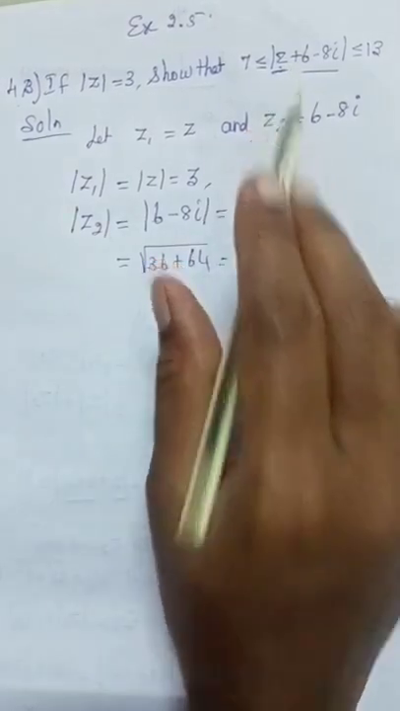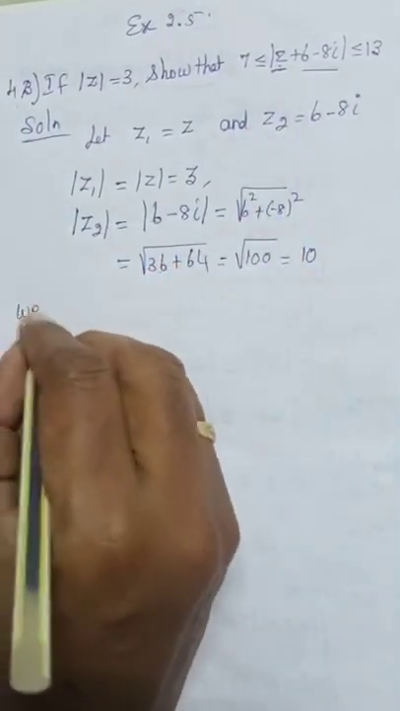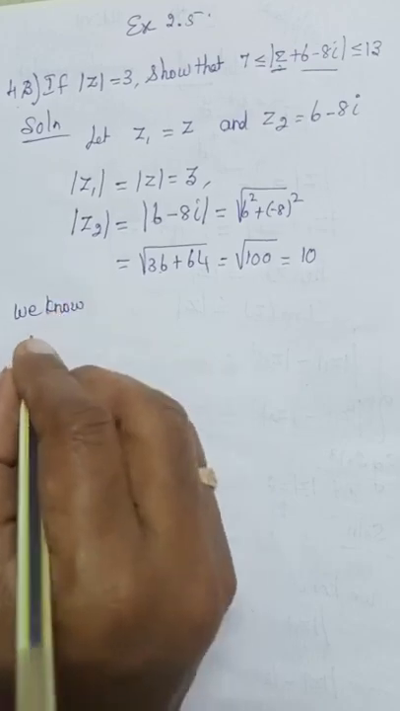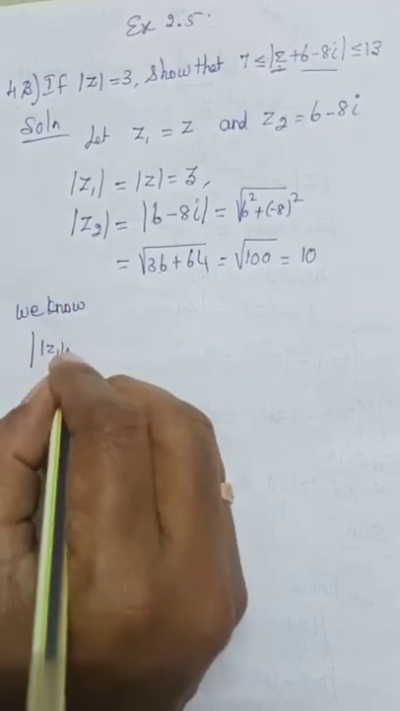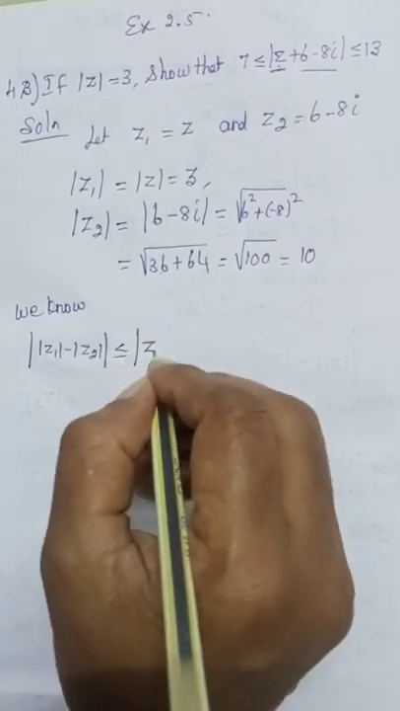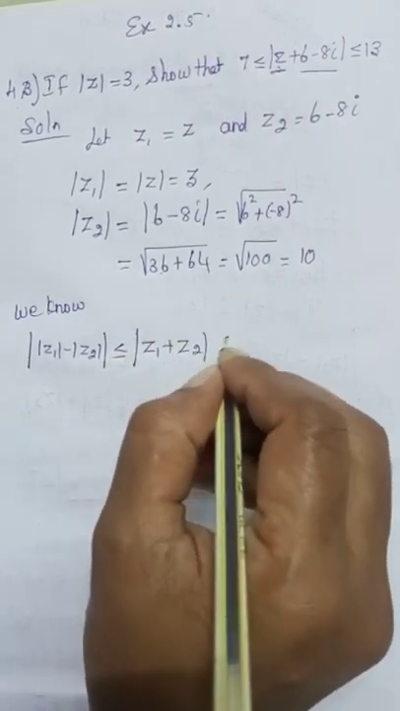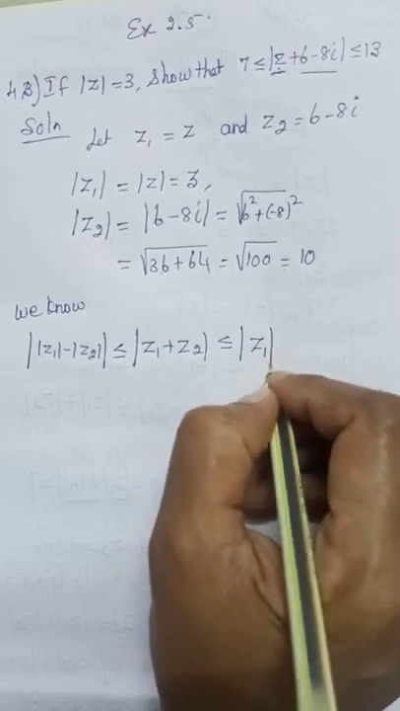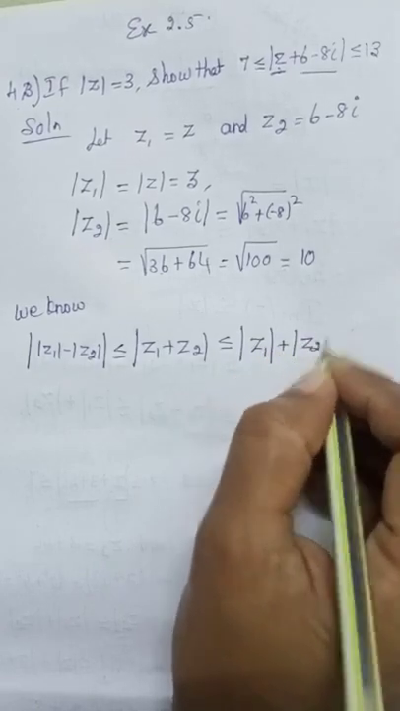Here in between, plus is there, isn't it? So I am going to use, see, we have modulus of modulus z1 minus modulus z2 less than or equal to modulus z1 plus z2, which is less than or equal to modulus z1 plus modulus z2.